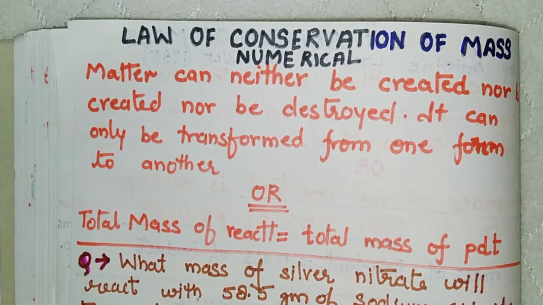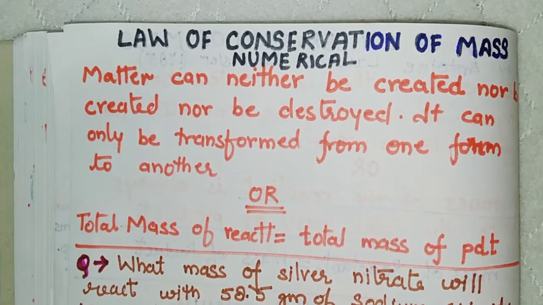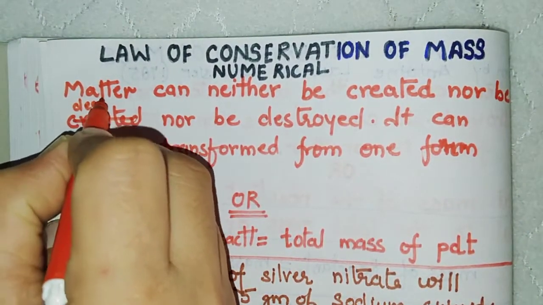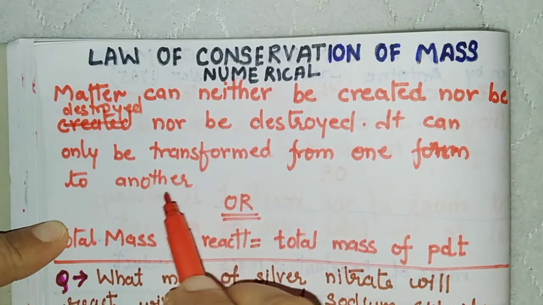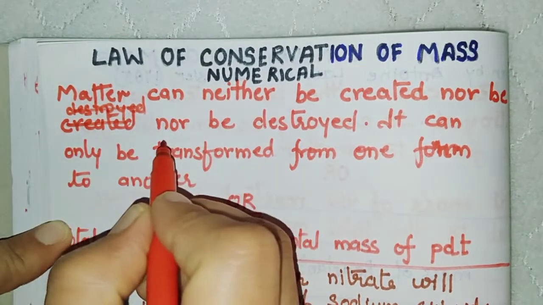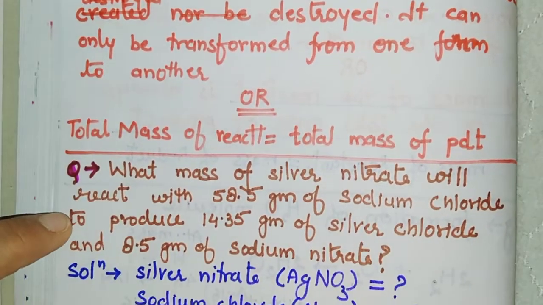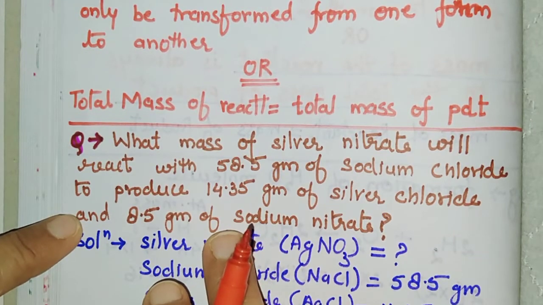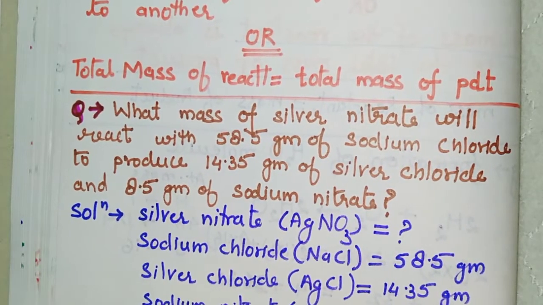Law of conservation of mass says that matter can neither be created nor be destroyed. It can only be transformed from one form to another. Or in the sense of any chemical reaction, we can say the total mass of reactant must be equal to the total mass of product. This is according to any chemical reaction.